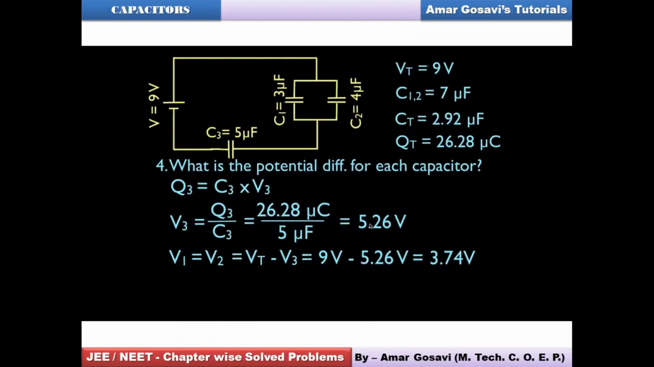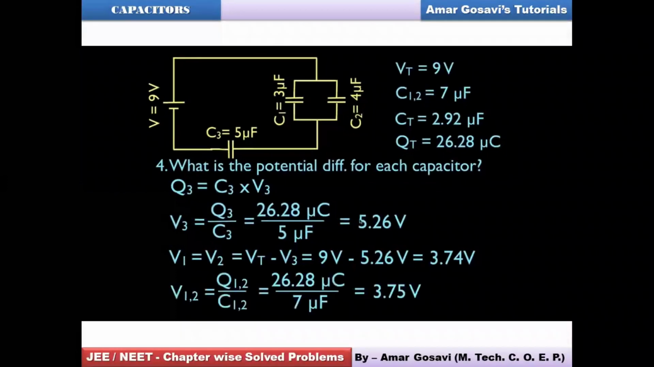Okay, hopefully you have noted this down. Let's move ahead then. This is the fifth part of the question. Just make that correction. What is the potential difference for each capacitor? So V3 will be Q3 by C3. We know the total charge, so it's Q3 divided by this. Other way around also we can work it out. V1 and V2 we have worked out as 3.74. So we have worked out V1, V2, V3.